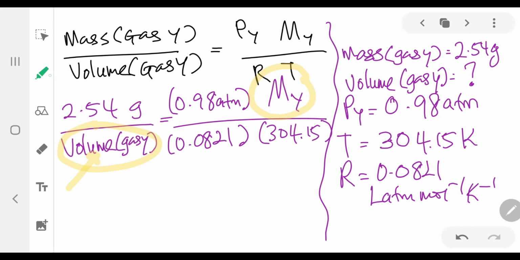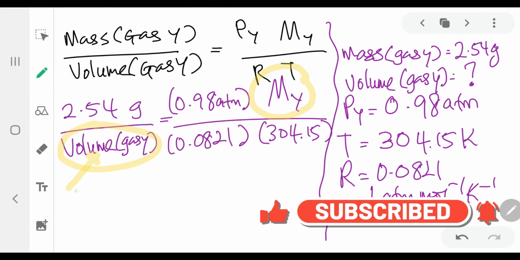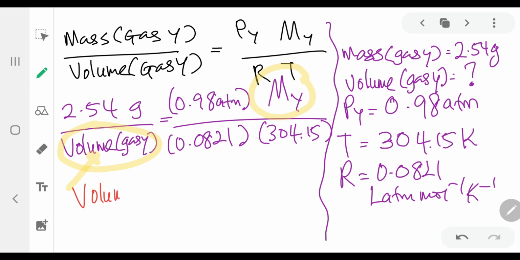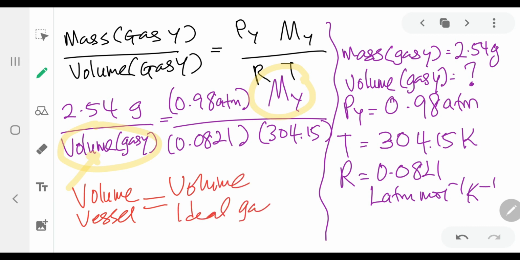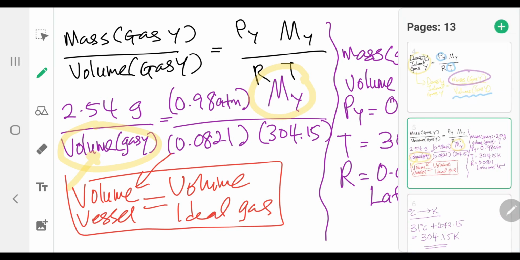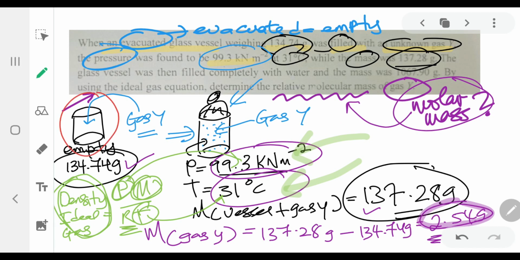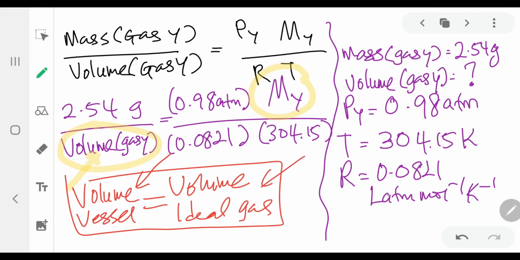Now, before we try to find out the volume of gas, I just want to bring back your attention to this. You have to remember that the volume of your vessel will equal the volume of your ideal gas. This is the assumption that we need to make every single time you want to solve this problem. So if we can find the volume of your vessel, if you remember the drawing just now, we should be able to know the volume of the ideal gas, because the volume of the ideal gas will follow the volume of your vessel. Why is that so?